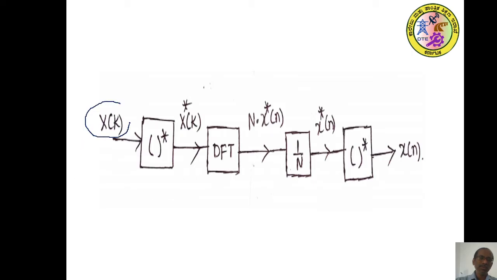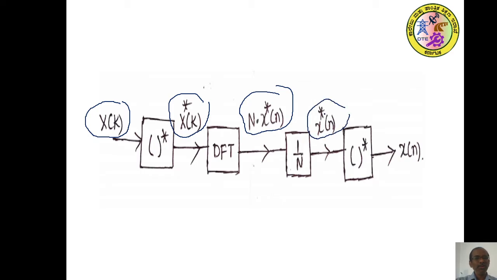First, I'll get x of k. I'll take the complex conjugate to become x star of k. Now I'll pass it through the DFT system. The answer is n times x of n. I don't want n, so multiply by 1 by n. I'll get x star of n. I don't want star, so I take the complex conjugate, and I get x of n.